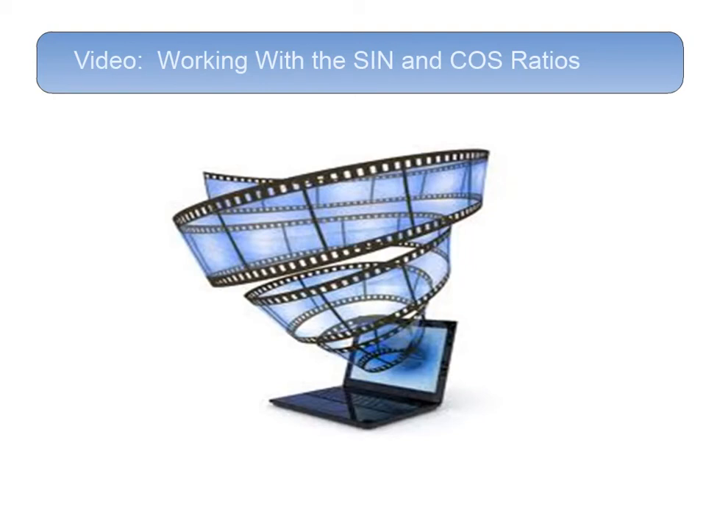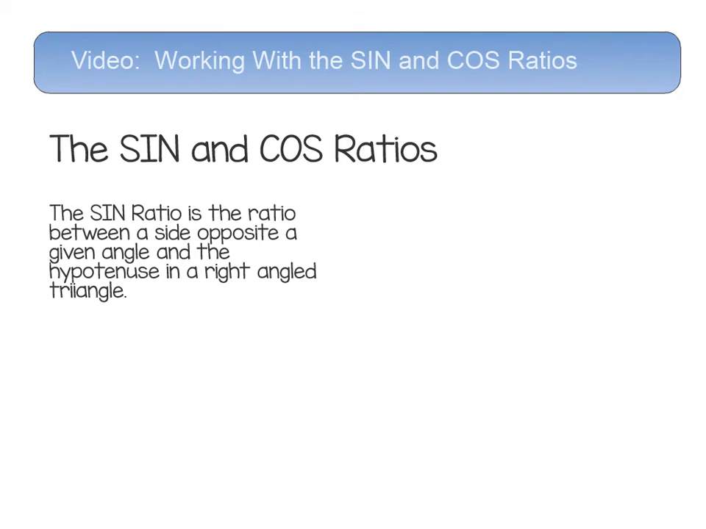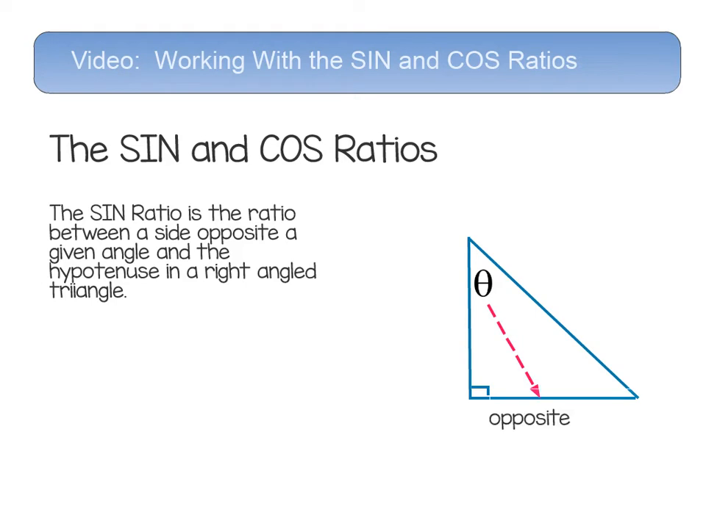Working with the sine and cosine ratios. The sine and cosine ratios. The sine ratio is the ratio between a side opposite a given angle and the hypotenuse in a right-angled triangle.